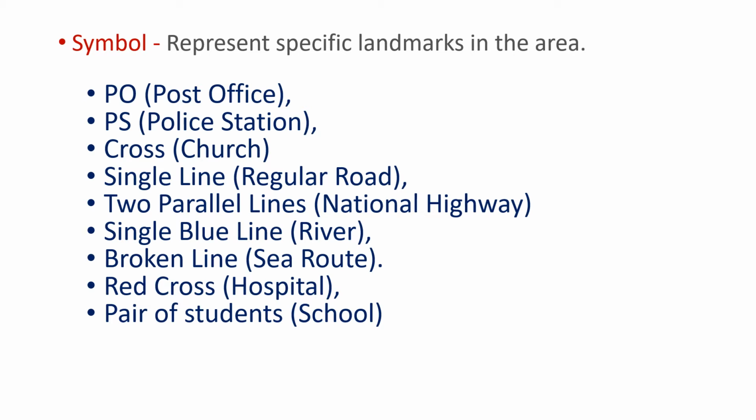Symbols. They are also used to represent specific landmarks in the area. PO for post office, PS for police stations, a cross for churches, a single line for regular roads, two parallel lines for national highways, a single blue line for a river, a broken line for a sea route, a red cross for a hospital, a pair of students for a school, like that.